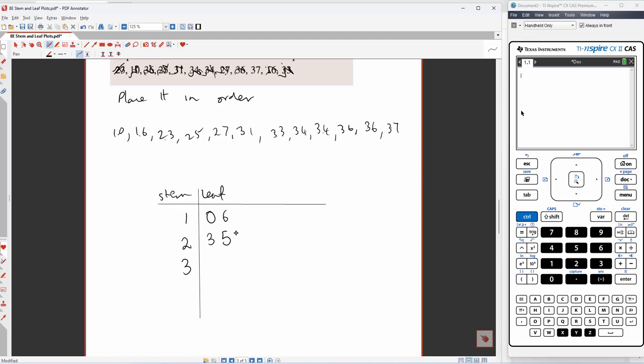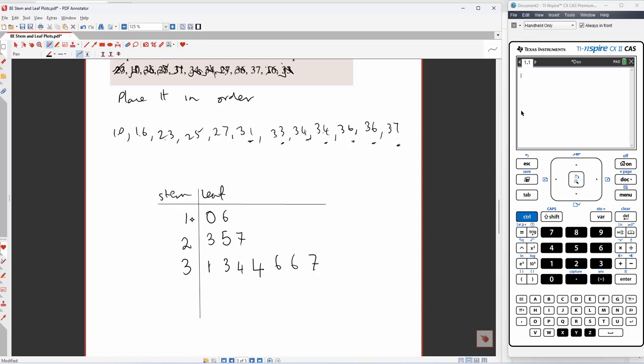Alright, then we've got 27. Then we've got 31. So 31 is going to go into the 30s, or starting with the stem 3. Then 3, 4, 4, 6, 6, and 7. So again, I'm just getting these numbers from the second digit in all of these numbers.